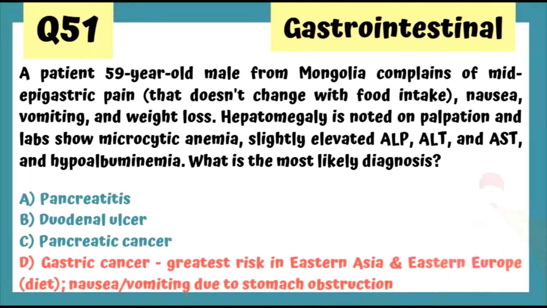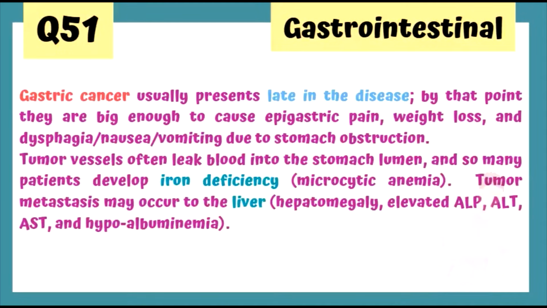It's the greatest risk in Eastern Asia and Eastern Europe because of their diet, and nausea and vomiting due to stomach obstruction. We're going to take a look at the other choices in a moment. Let's just take a look at this thing about gastric cancer. It usually presents late in the disease, as we mentioned, and by that point, it's big enough to cause epigastric pain, weight loss, dysphagia, nausea, and vomiting. The tumor vessels often leak into the stomach lumen, and so many patients develop iron deficiency anemia. And tumor metastasis may occur to the liver. That's why patients develop hepatomegaly and the elevated enzymes and hypoalbuminemia.